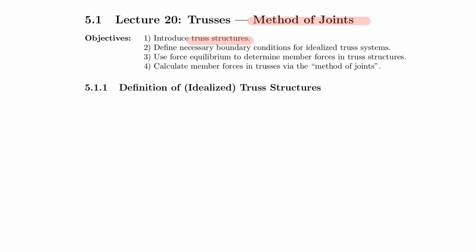Then we want to understand the necessary boundary conditions that we have to deal with in this class so that we can actually idealize truss systems, because we can only deal with idealized systems here in mechanics, and therefore we need to understand the boundary conditions. Then we will use our force equilibrium to determine the member forces. So each member, each leg of those triangles is considered a member, and we will talk about how we calculate that. And then ultimately we will use the method of joints to really determine the member forces.